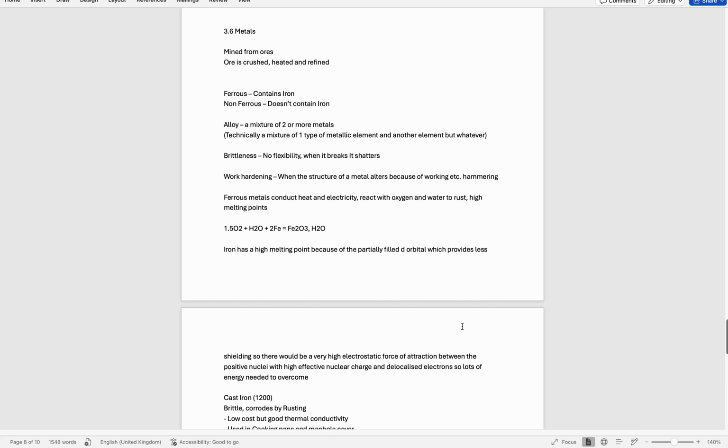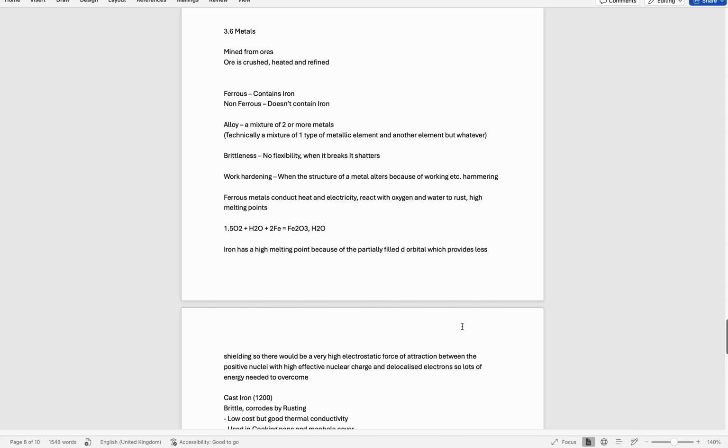Metals are mined from ores, which are crushed, heated, and refined to form the market form of metal. Ferrous metals are metals that contain iron, the iron element, and non-ferrous metals do not contain iron. An alloy, according to the specification, is a mixture of two or more metals, but more accurately, it is technically a mixture of at least one type of metallic element and another element, but it's fine.